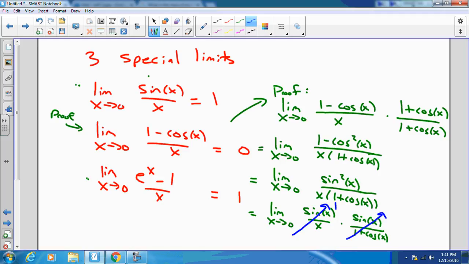This limit goes to, let's see here, sine of 0 is 0, and sine is a continuous function, so its limit equals its function value. And cosine is a continuous function. Cosine of 0 is 1, so that this limit goes to 0 divided by 2, which is the same as 0 times 1 is 0, and we're done. So this proof is one that everybody needs to know how to do. How are we doing so far?